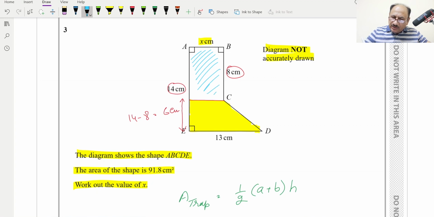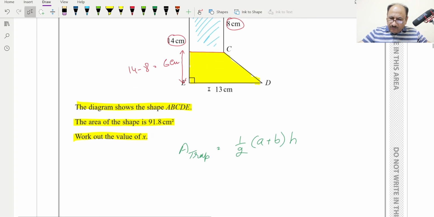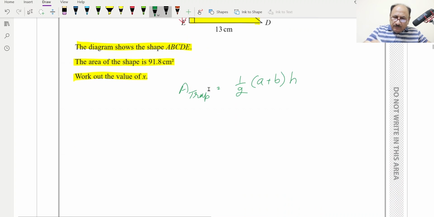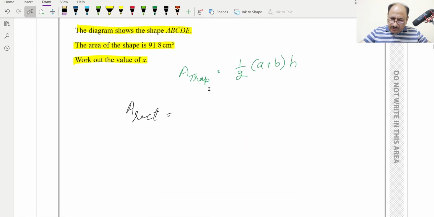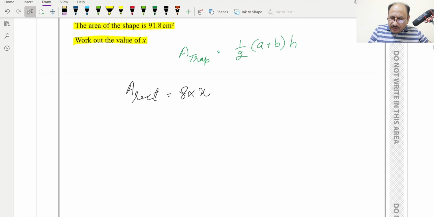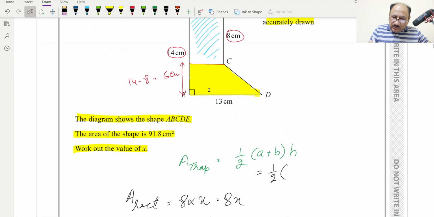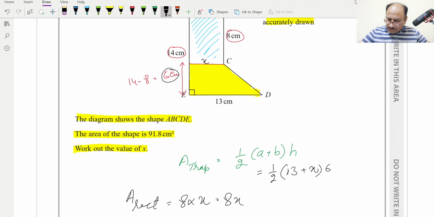This will be x multiplied by 8. So the area of the rectangle will be equal to 8 into x. So we can write 8 multiplied by x, which is equal to 8x. And if we replace in this formula, half into a plus b, a we can take as 13, plus the opposite side, this side is x, so a plus b into h, and h is 6 centimeters. We can write here 6 centimeters.